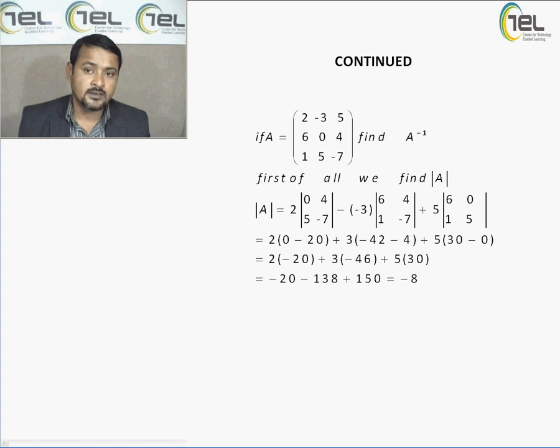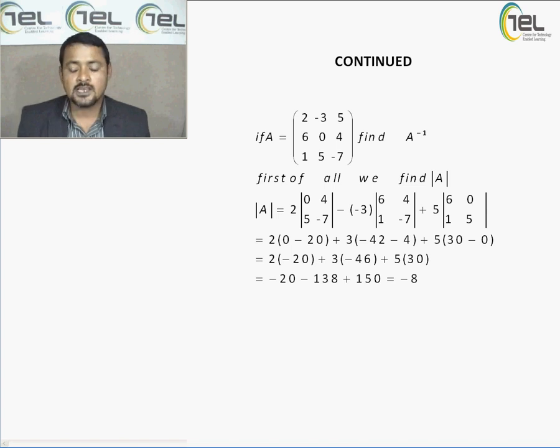How is the minor taken? If you are calculating the minor for 2, eliminate the row and column in which 2 is present. So you are left with only 4 numbers. Put those 4 numbers between vertical lines. Minus 3 is present in the first row and second column. Eliminate them, and you have only 4 numbers left, 6, 4 and 1, minus 7. For 5, you eliminate the first row and the third column, and you are left with 6, 0, 1 and 5.